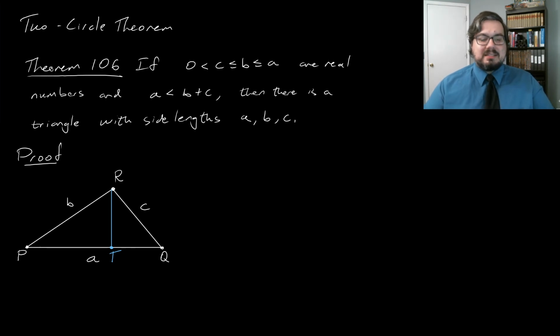And if we can balance everything out, if we can figure out how far over this should be, then we have a chance at getting to where we need to go. So the way that we might do this is we might let x be the distance from P to T, and therefore a minus x is the distance from T to Q. Now the length of T to R we might label d, and we want to prove that we can find an x and a d making this figure work.